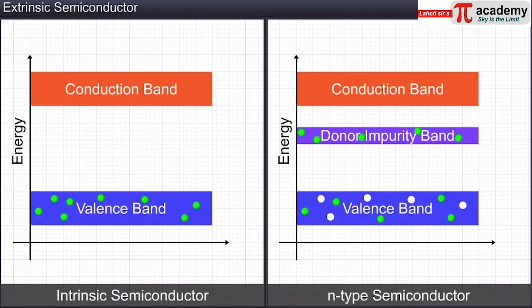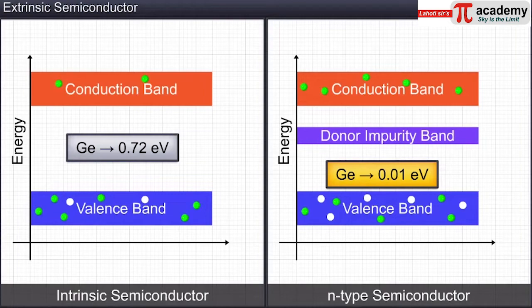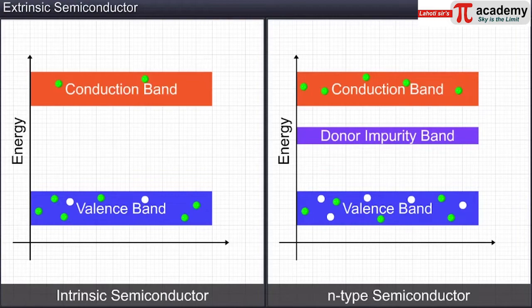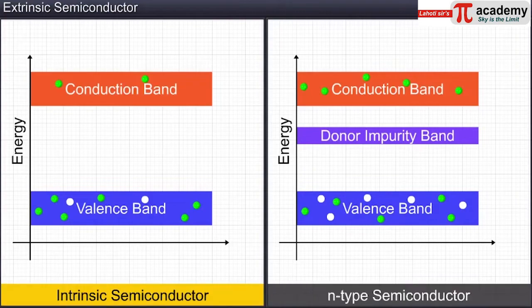Similarly, if the semiconductor crystal is made of germanium, the energy required for an electron to jump from the valence band to the conduction band is about 0.72 electron volt. If it is doped with a pentavalent impurity to a suitable level and converted to an N-type semiconductor, the energy required reduces to approximately 0.01 electron volt. Thus, the electrical conductivity of an N-type semiconductor is much better than an intrinsic semiconductor.